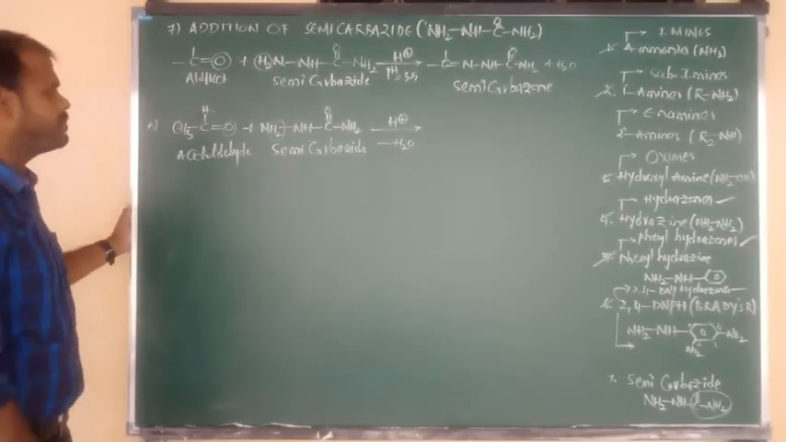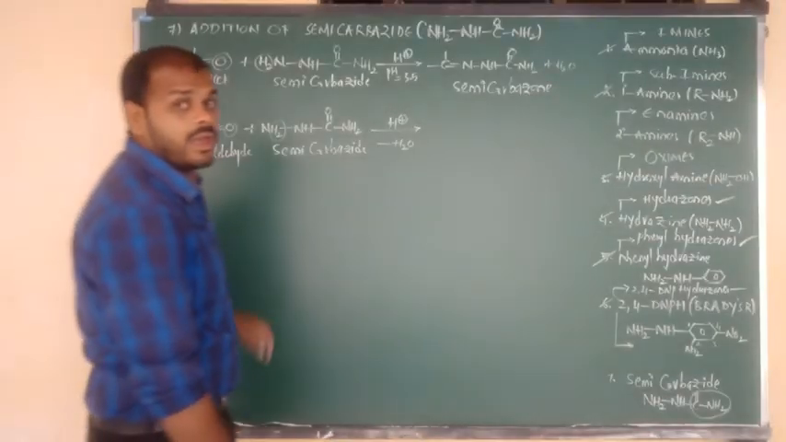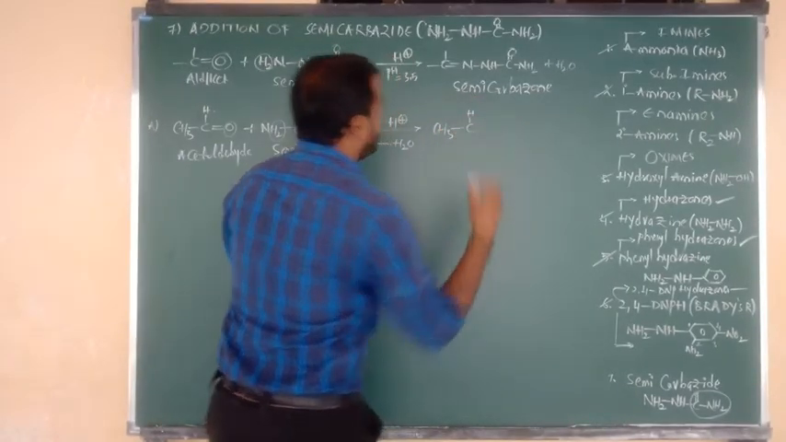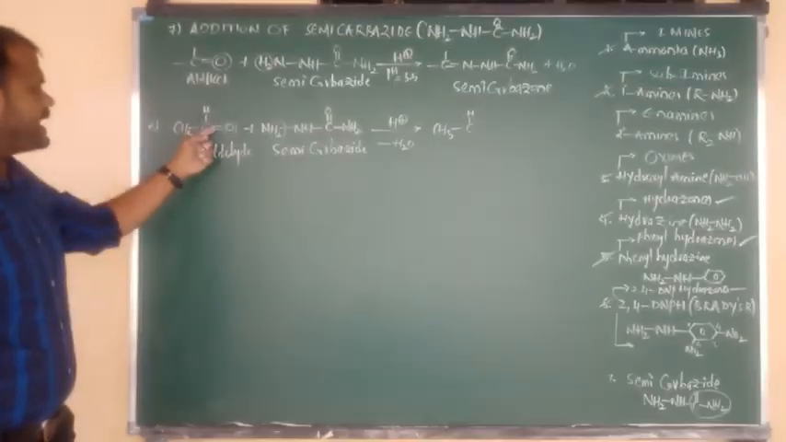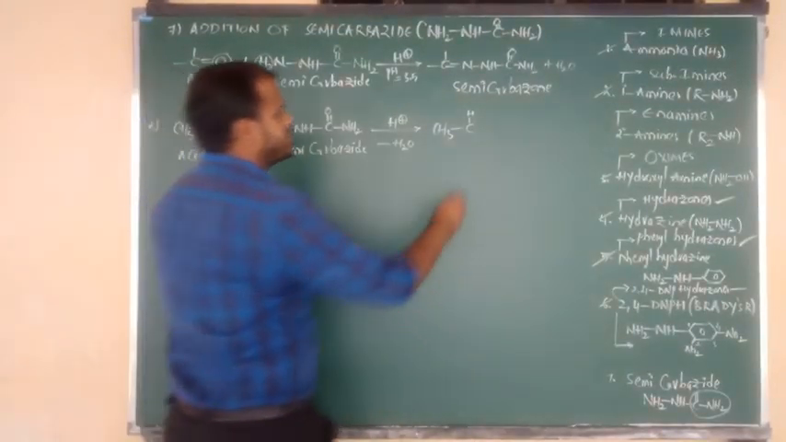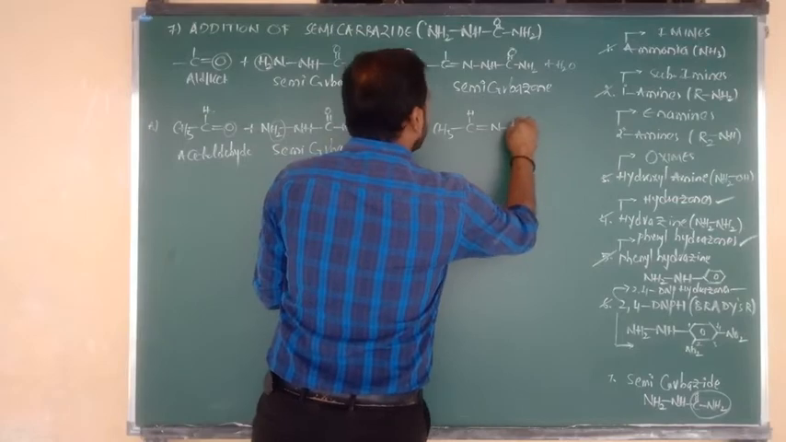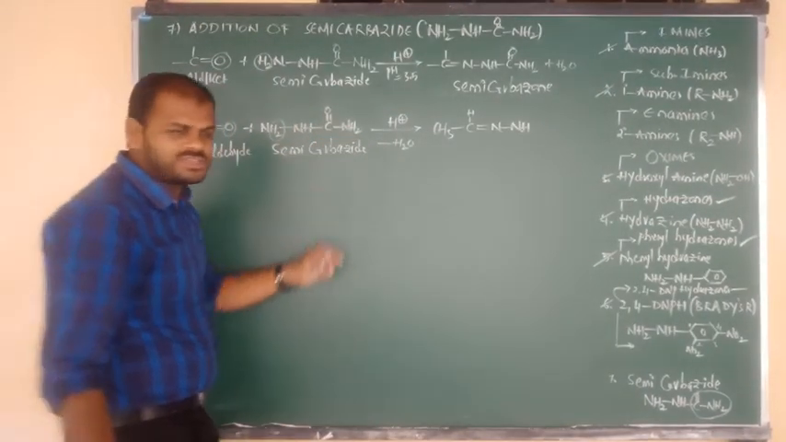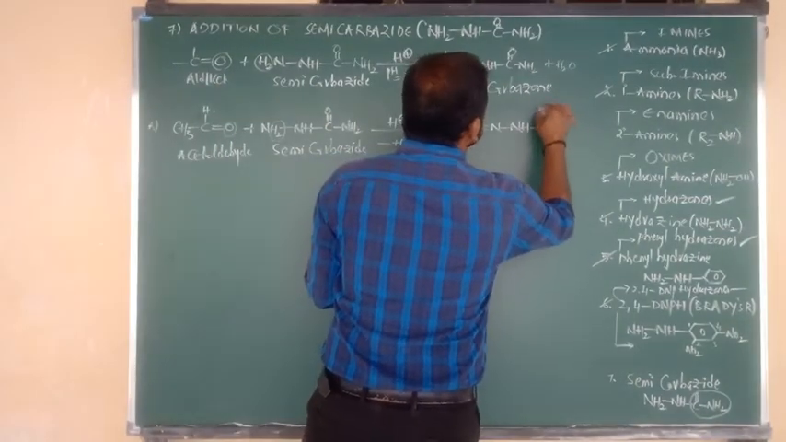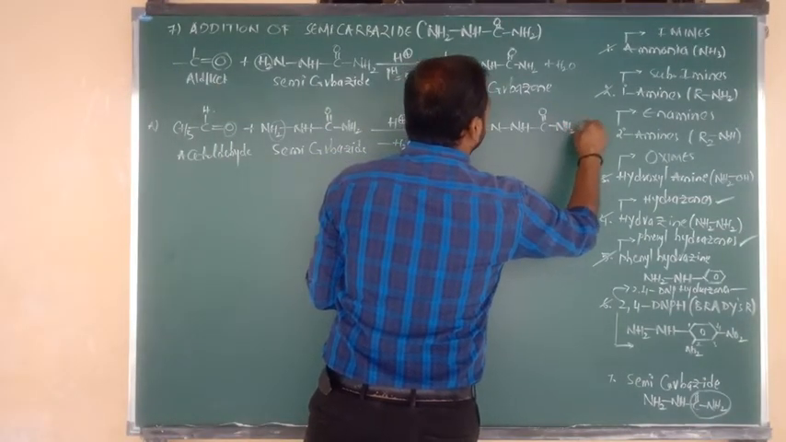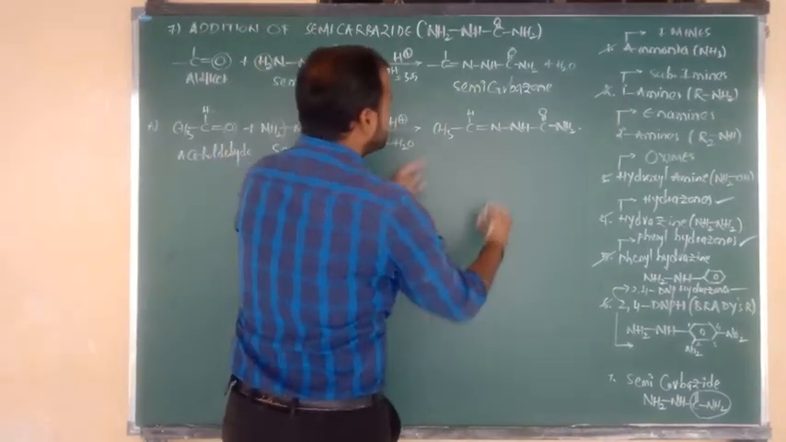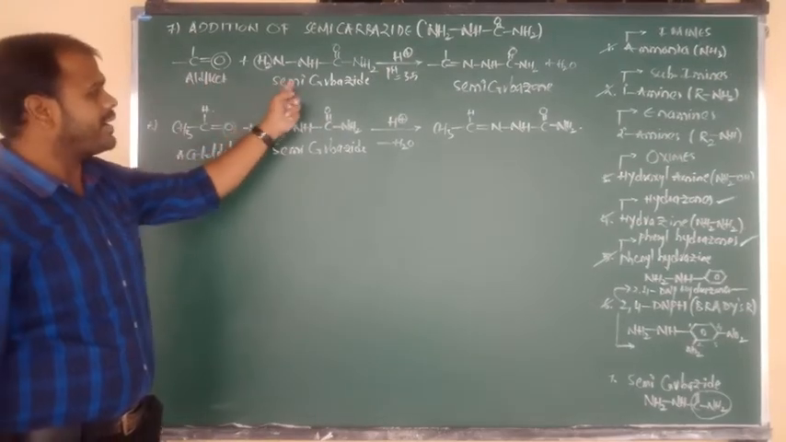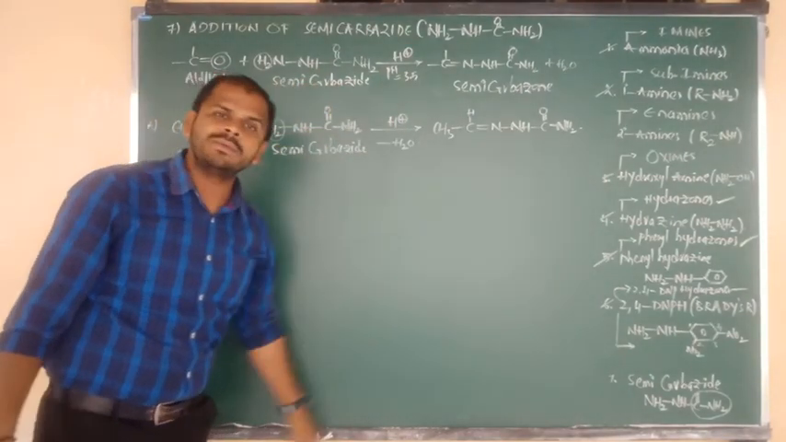Now what will be the final product? CH3 connected to C, above the plane H. After that, C double bond N bonded to NH, and NH connected to C double bond O NH2. This is your final product. This is known as semicarbazone. So aldehydes and ketones on reaction with semicarbazide give a semicarbazone.